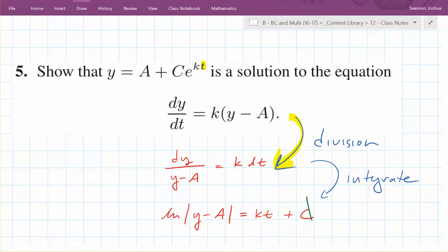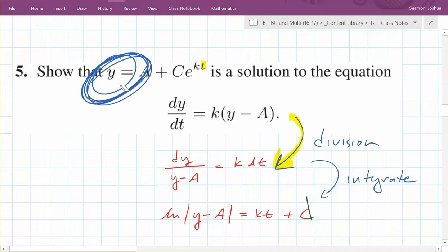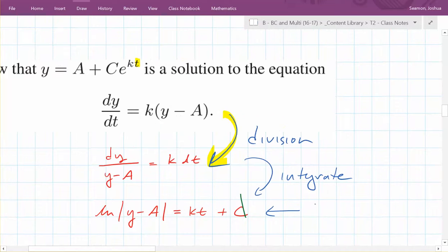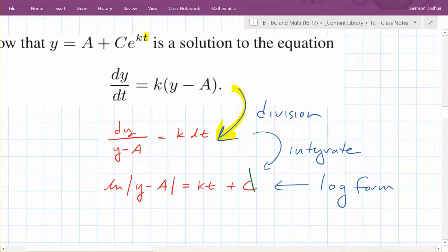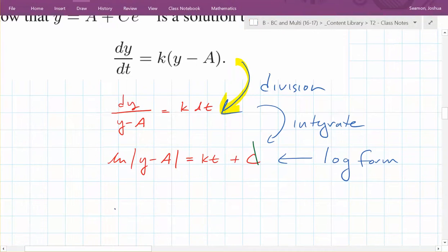You want to show that that's a solution. What's isolated? Y. So what form is this in? What's that called? Log form. So what do we want to turn it into? What's it called? Begins with an E. Exponential form. Can someone tell me out loud, who hasn't spoken yet, what's the exponential form for this? Soma, what is it? It's e to the kt plus d equals y minus a. Y minus a. Nice.